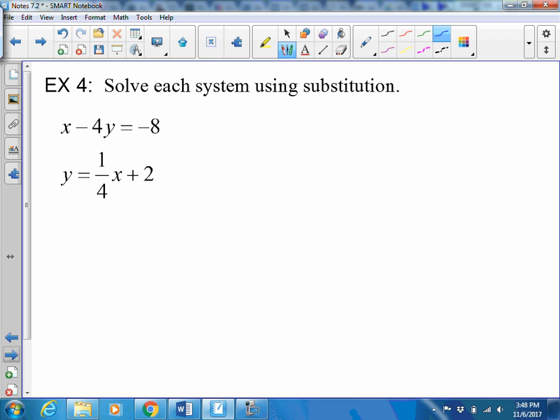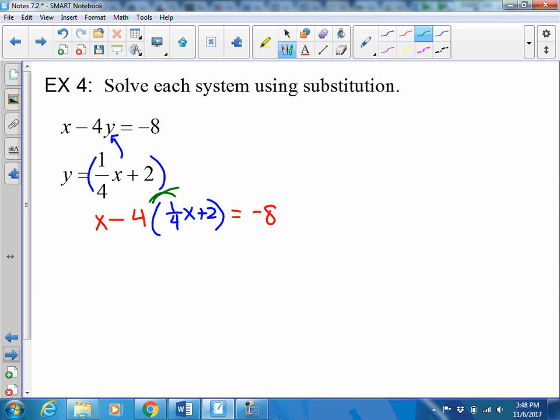Okay, let's move on to another. Solve by substitution. So this time the second equation is isolated. So I'm going to take the expression that is equal to y and replace y in the first equation. So I will have x minus 4, and then I'm going to plug in what y is equal to, 1/4 x plus 2, and then the rest of the equation says equals negative 8.